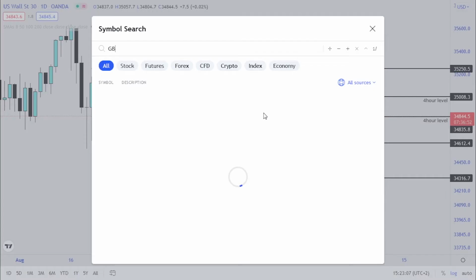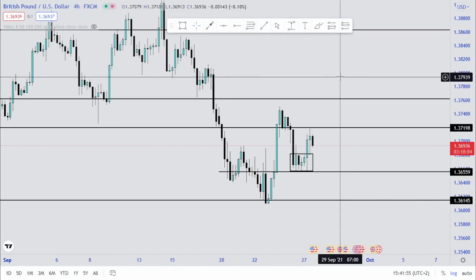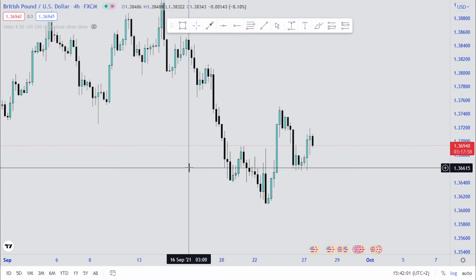GBP USD. So now we're back here at GBP USD. So let's clean the charts and let's start from a clean market structure.